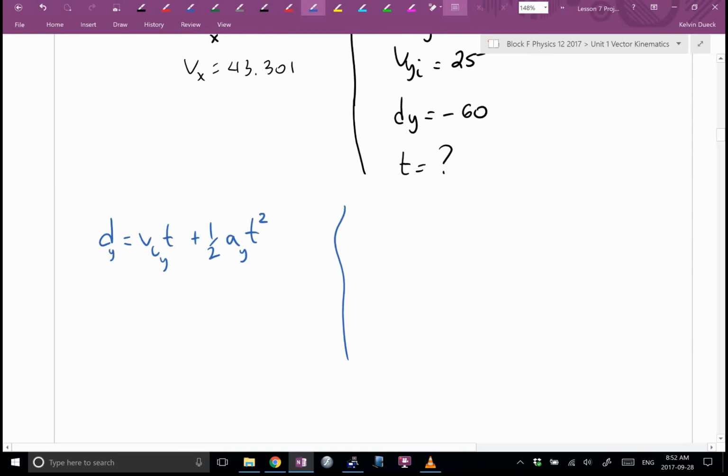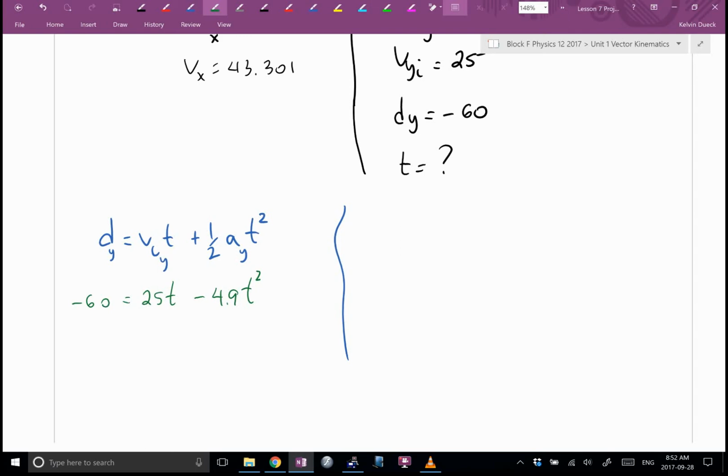So when I do this, I'll get negative 60 equals 25t minus 4.9 t squared. I did the half of 9.8 in my head. Is that okay? Okay.